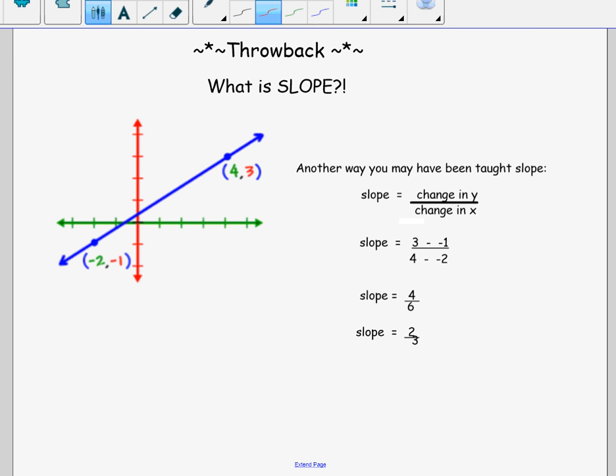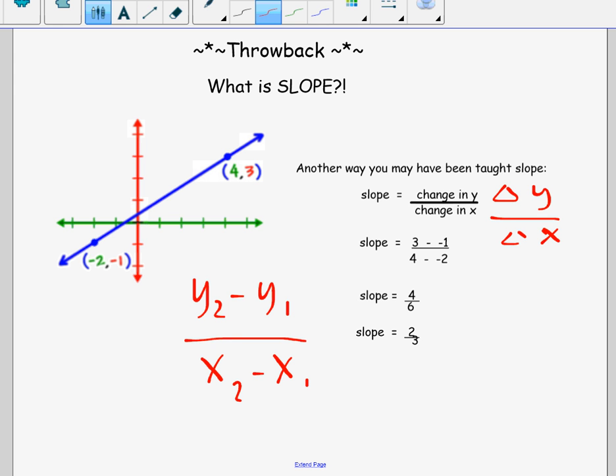Once you got to Algebra 1, you probably talked about slope as change in y over change in x, or you might have seen it as that little symbol delta y over delta x, because that triangle delta means change. Or you could have gotten it as a formula, y2 minus y1 over x2 minus x1. And that formula is what we're going to want you to use in Algebra 2.